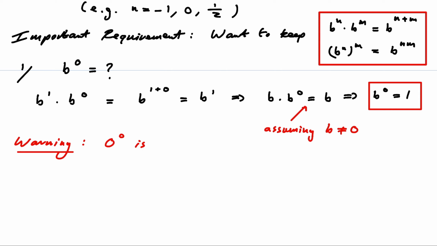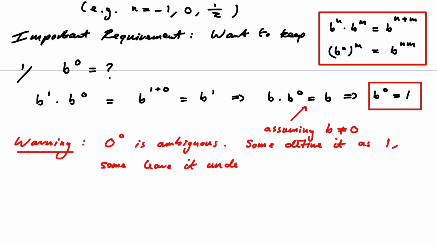0 to the 0 is ambiguous. So what I mean by that is, some people say it should be 1. Some people say it shouldn't be defined. So some define it as 1, some leave it undefined. It's really up to you which you choose. I would prefer to define it to be equal to 1 for several reasons that I'm not going to get into, but it's kind of a bit ambiguous, so it's not so important.